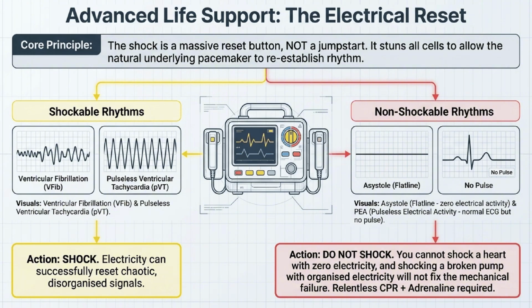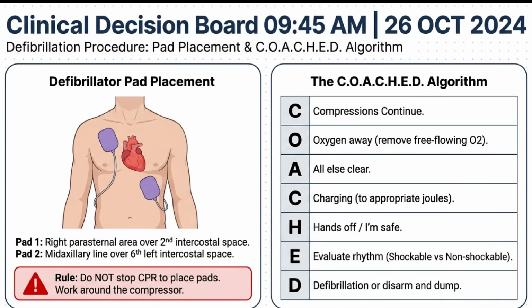Like, the monitor is beeping like there's a heartbeat, but if you check the patient's wrist, there's no pulse at all. The electricity is firing, but the pump is totally broken. Both asystole and pulseless electrical activity are non-shockable. You cannot shock a heart that has zero electrical activity, and shocking an organized electrical rhythm that lacks a mechanical pulse won't fix the underlying mechanical failure.